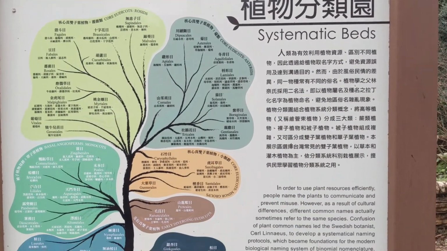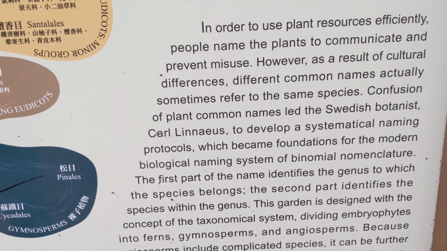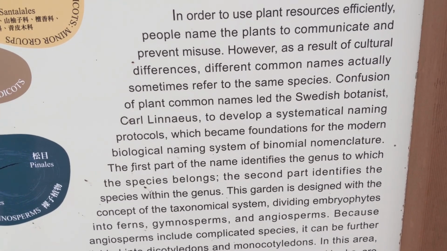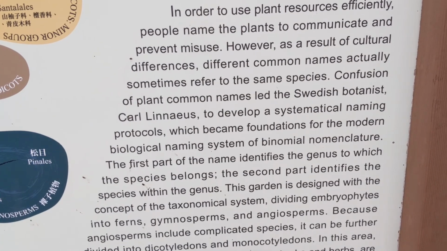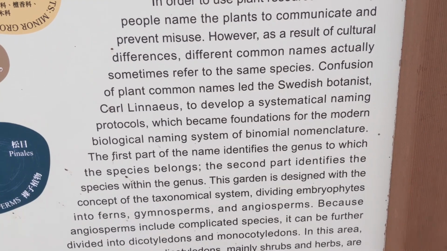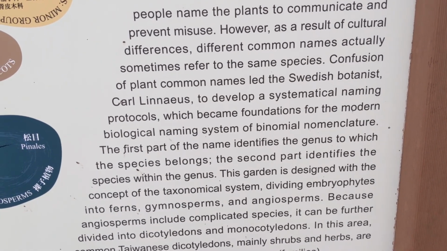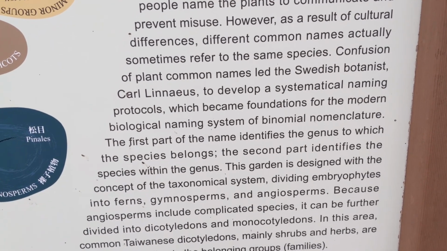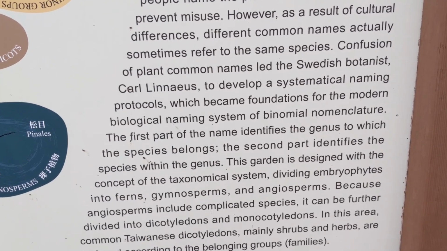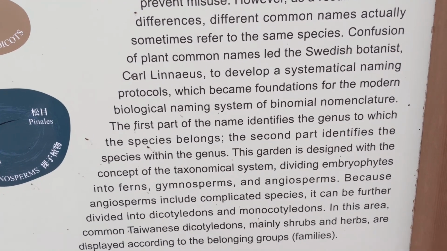The systematic beds. In order to use plant resources efficiently, people name the plants to communicate and prevent misuse. However, as a result of cultural differences, different common names actually sometimes refer to the same species. Confusion of plant common names led Swedish botanist Carl Linnaeus to develop a systematical naming protocol, which became the foundation for the modern biological naming system of binomial nomenclature. The first part of the name identifies the genus to which the species belongs. The second part identifies the species within the genus.